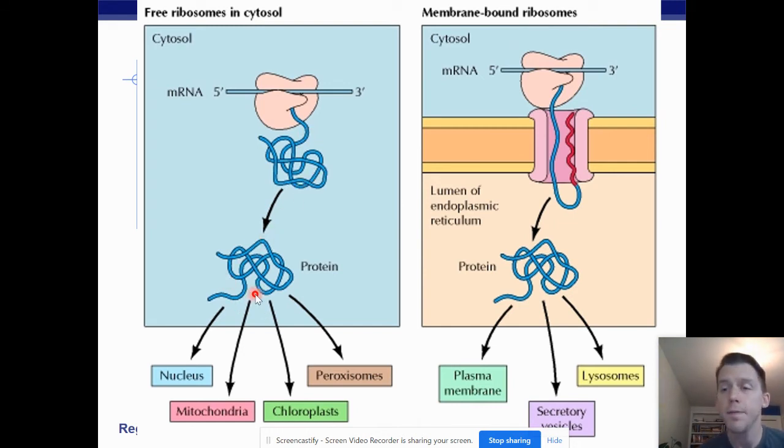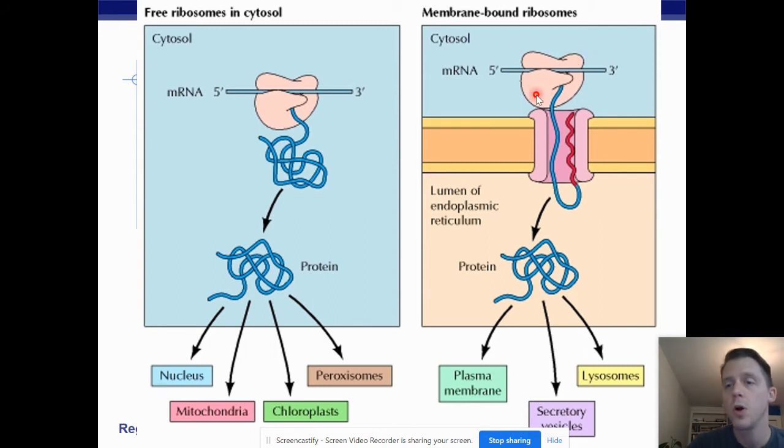Ribosomes that are freely floating in the cytoplasm make proteins that are needed in the nucleus, that are needed in the mitochondria, that are needed in chloroplasts, or that are just needed in the cytoplasm. This is something that you should remember. So make sure you highlight this, circle this. What kind of proteins do free ribosomes make? It's listed right here at the bottom.